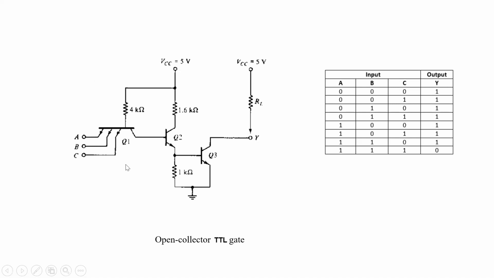If all the inputs are high, what will happen? Transistor Q1 becomes off. When it is off, that voltage becomes open circuit voltage. So transistor Q3 is on now. When it is on, the corresponding output voltage will be low. So from this circuit, we are getting the NAND output. This is nothing but the open collector TTL gate.